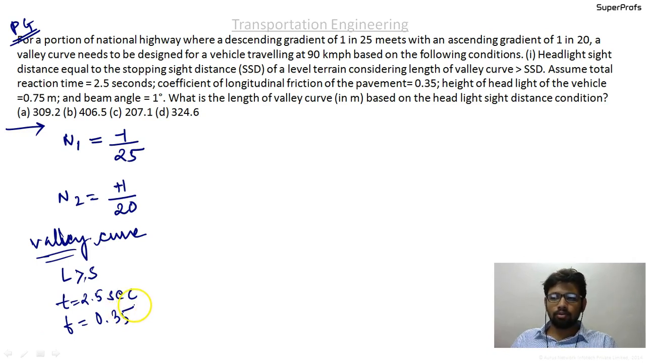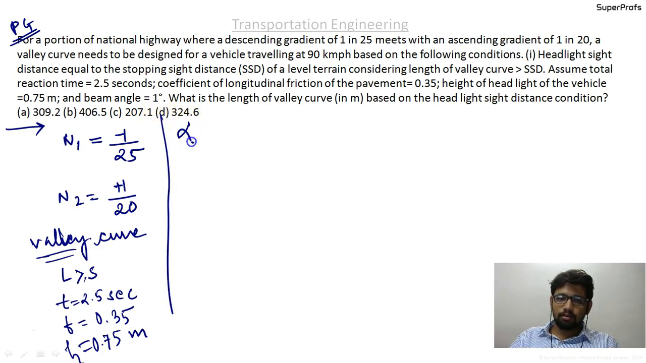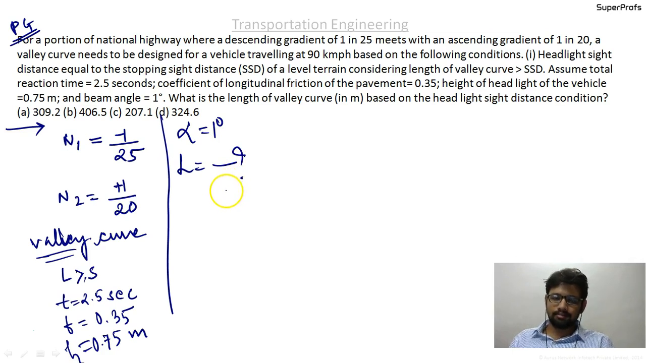Height of the headlight of the vehicle is 0.75 meters, so small h is equal to 0.75 meters, and beam angle is 1%. What is the length of the curve in meters based on the headlight sight distance condition?